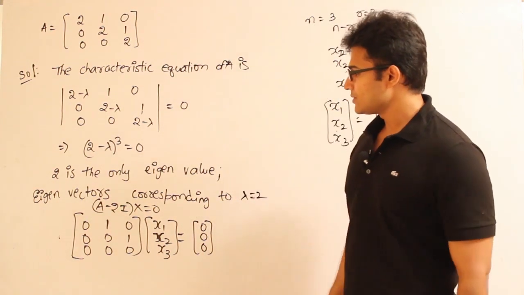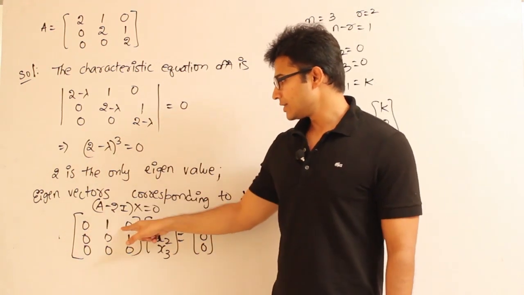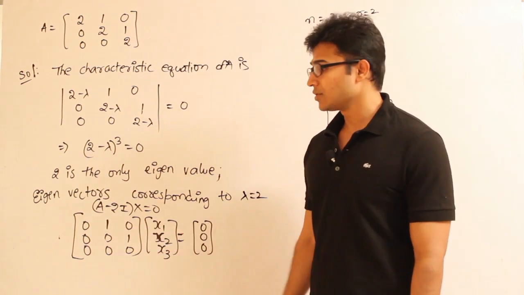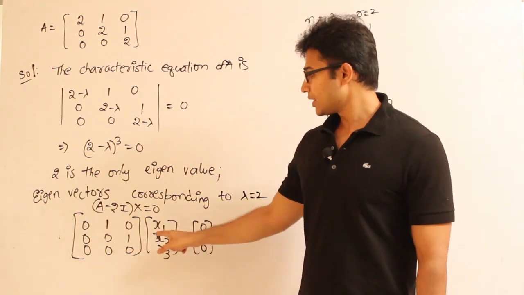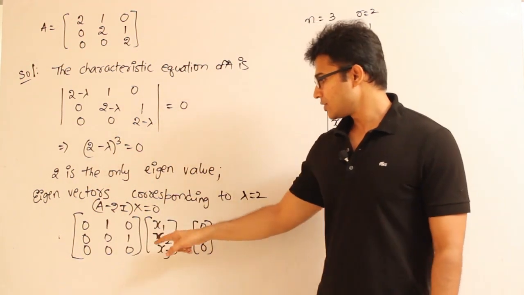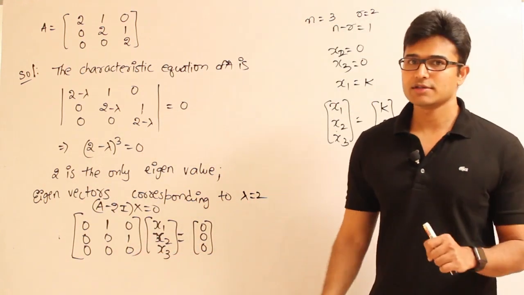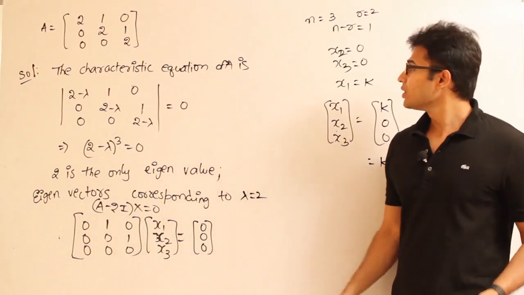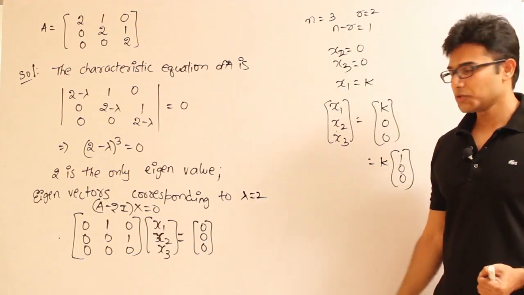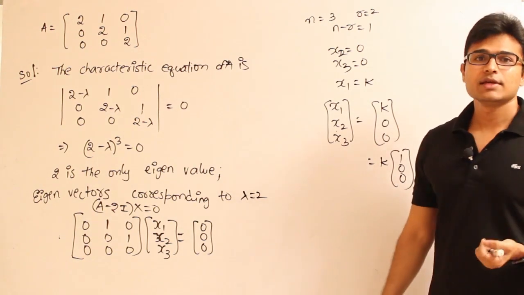Now let's see what the equations are here. The first equation clearly states that 0 into x1 plus x2 plus 0 into x3 equal to 0. It means that x2 equal to 0. And the second equation clearly says that 0 into x1 plus 0 into x2 plus 1 into x3 equal to 0. What does it mean? x3 equal to 0. Therefore x2 equal to 0 and x3 equal to 0 come directly from the equations. I didn't do anything.